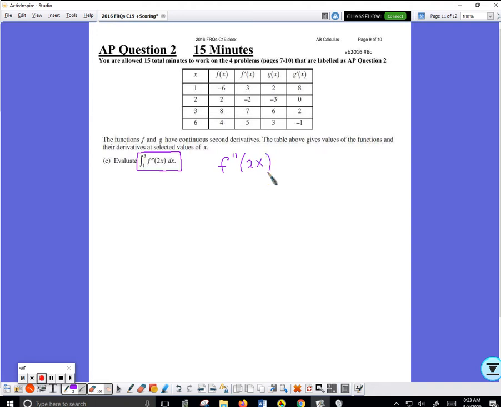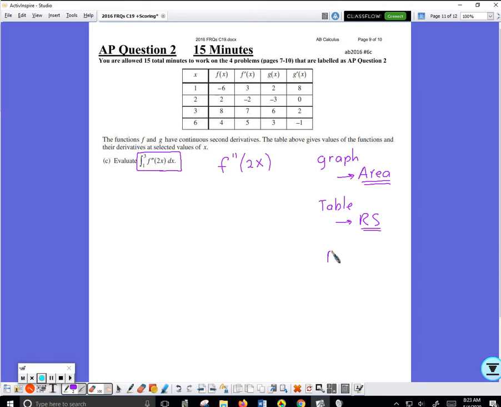I don't have a graph. If I had a graph, then it's likely they would be wanting me to find the integral using area. I don't have a graph. I have a table. That often means they want me to use a Riemann sum, but they will always specify whether it's a Riemann sum or not.